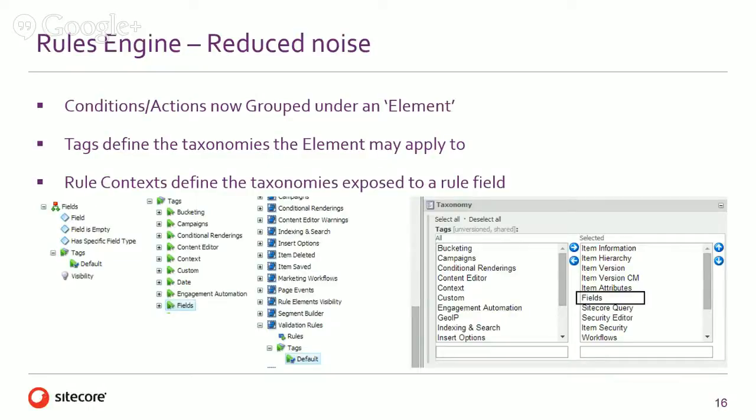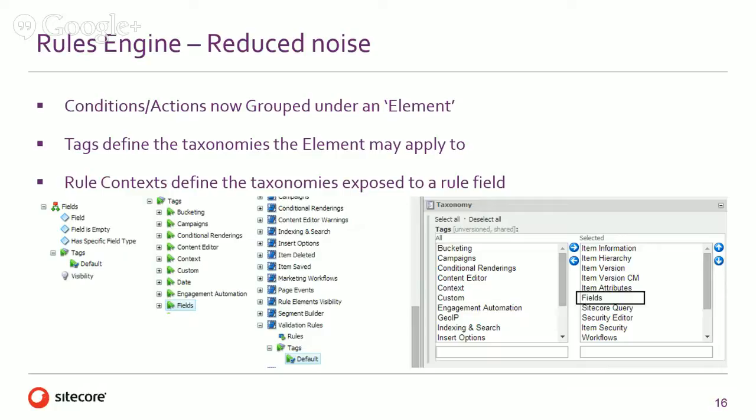Okay, so reduced noise. Apologies for the poor diagram; I was trying to fit them onto the slide here. So conditions and actions. On the left-hand side, we've got a fields element, and these conditions and actions are now listed underneath there. This allows us to reduce the complexity of things. We can have multiple elements, and each element only needs to have the conditions and actions that are related to it. To define that relationship, we've now got the concept of tags.